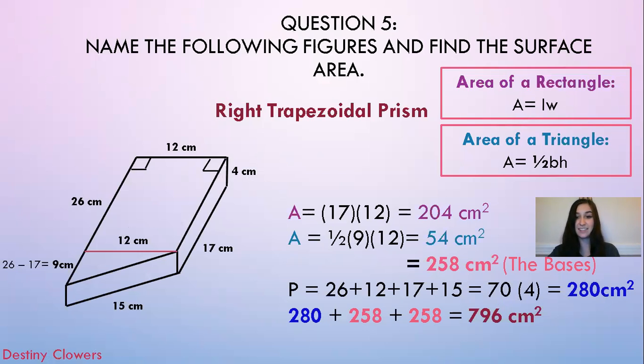Now I accidentally clicked ahead and y'all saw this down here, but we're going to add 280 because that's what we just found, and we're going to add 2 of the surface areas for the bases that we found, which is 258 centimeters squared, and we're adding 2 because there's a top and a bottom. So once you add these 3 numbers together, it will equal 796 centimeters squared.